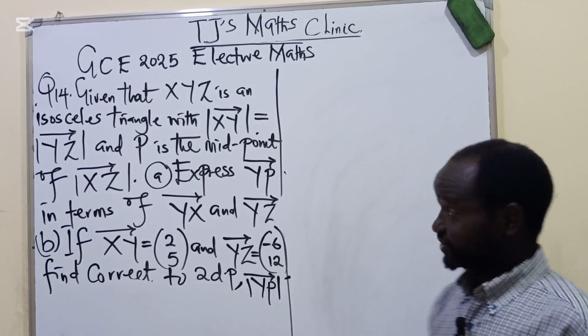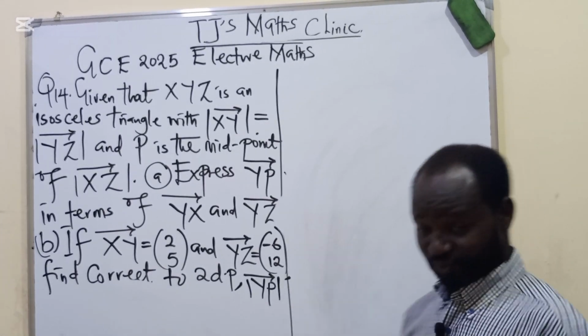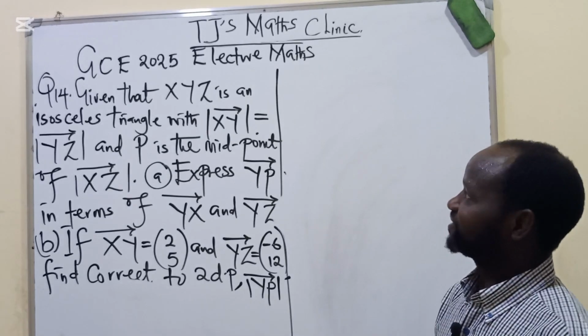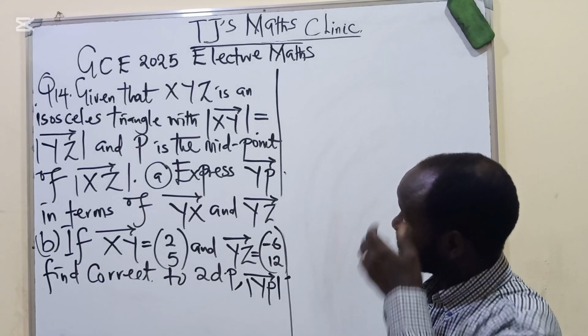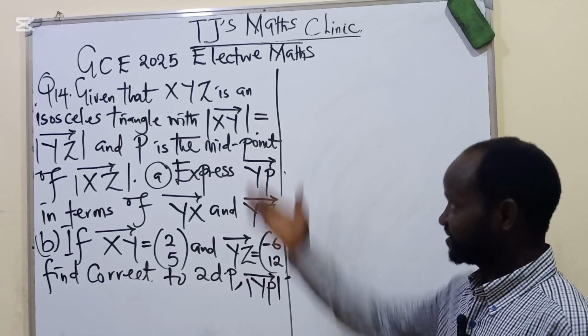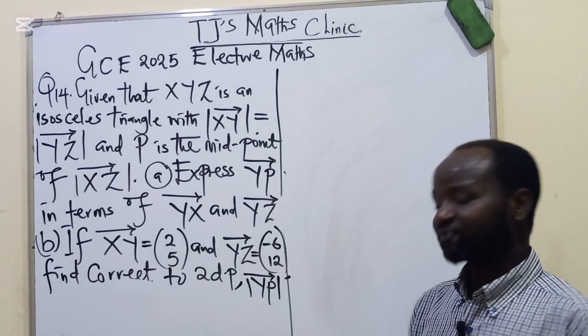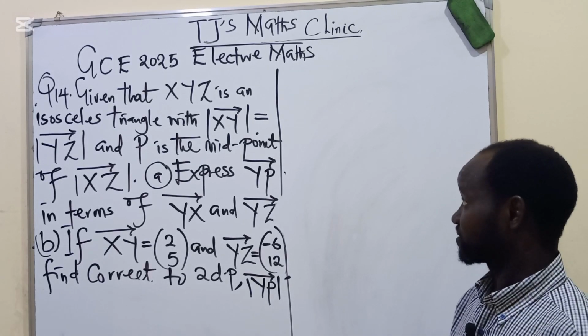In today's presentation, we are looking at this question sent in by one of the fans. This is GC 2025 Elective Mathematics. This is question 14 from Vectors and Mechanics.